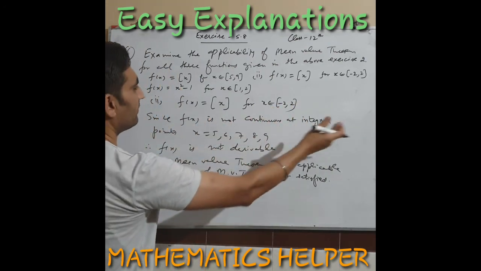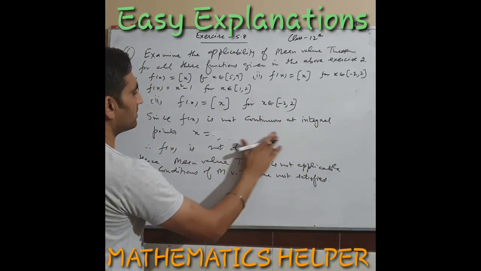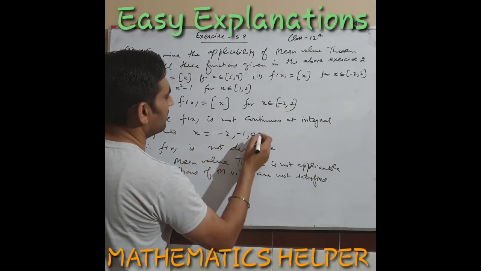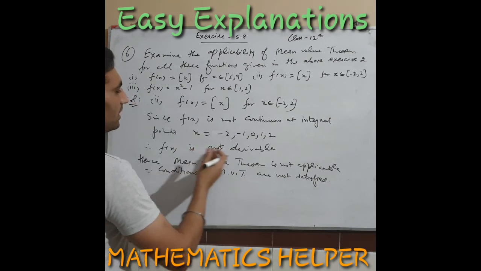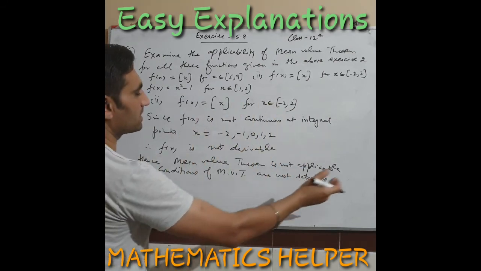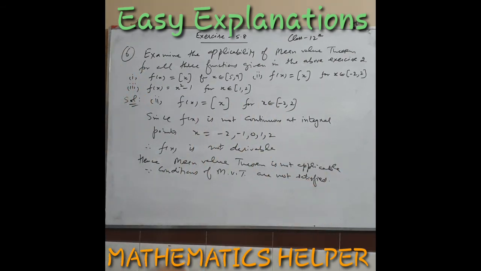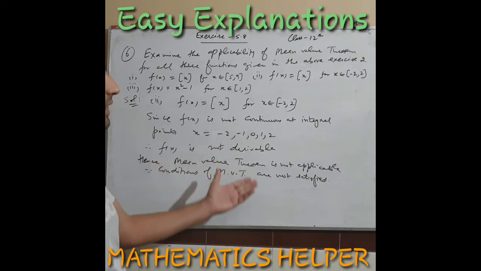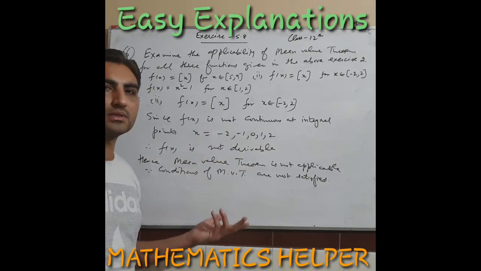This is again the same, it is not continuous at integral points. What are the integral points? Minus 2, minus 1, 0, 1 and 2. So it is not derivable and you have the same answer. You have to repeat the same answer, there is no change because it is not continuous and not derivable. Therefore, mean value theorem is not applicable.